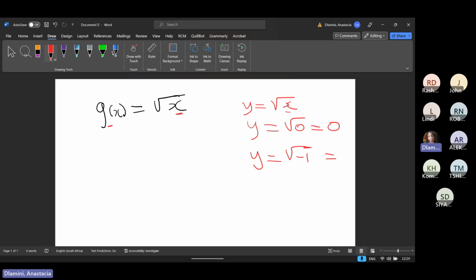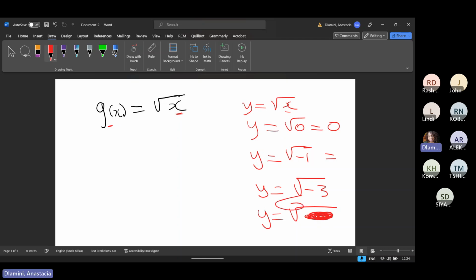Please don't ask me why I'm saying this in our module. It's undefined. So if you see Math 1510 and you find the square root of a negative number, it is undefined. y is equal to the square root of -3 is undefined. Any negative value inside here is undefined.